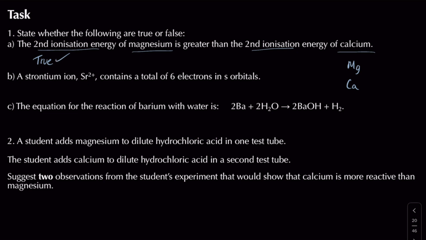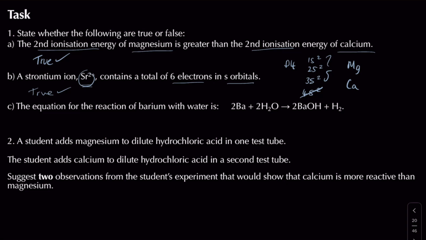What about if we were to look at B? A strontium ion Sr2+ contains a total of 6 electrons in its s orbitals. Well, if I were to look at strontium, right, we know, of course, strontium is going to be in period 5, and we also know that we would end up with 1s2, we'd end up with 2s2, we'd end up with 3s2, and then, of course, we would end up with 4s2. But the thing is, if we're looking at a strontium 2+ ion, we've lost 2 of these electrons. So we do actually end up with 6 electrons in all of the s orbitals put together. That's the total. So, of course, that one is also going to be true itself as well.